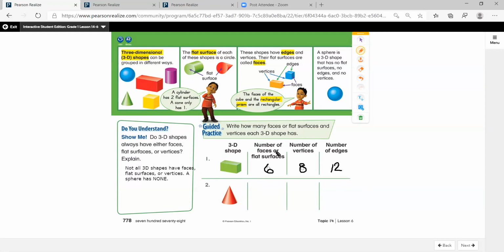They're asking first for the number of faces or flat surfaces. Well, a cone has only one flat part on the bottom, and that flat piece is a circle on the bottom. Number of vertices, I count only 1. It comes to a point here. 1 vertex. And my edges are going to be 0. There are no straight sides on the cone. Because of the circle flat surface on the bottom, the cone does not have edges.